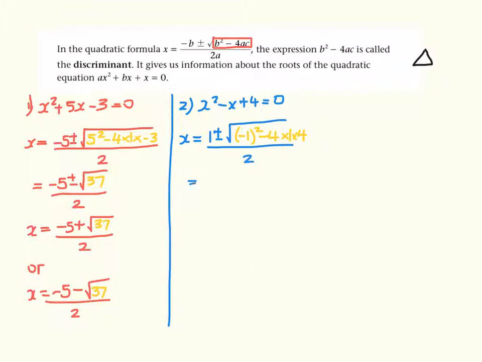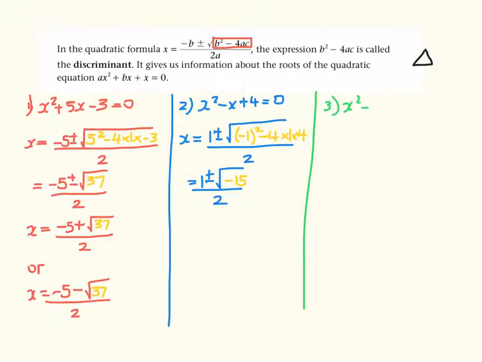And let's simplify that down. So it has 1 plus or minus the square root of, now the discriminant, which is the bit in yellow, is negative 15. So straight away we should be seeing a problem here. We can't take the square root of a negative number, so there are actually no solutions here. So there are no x-intercepts. So that's the second example. So the first one we had the discriminant as 37, the second one we have it as a negative number.